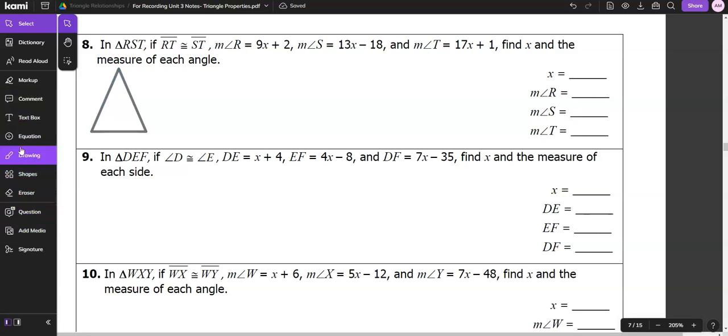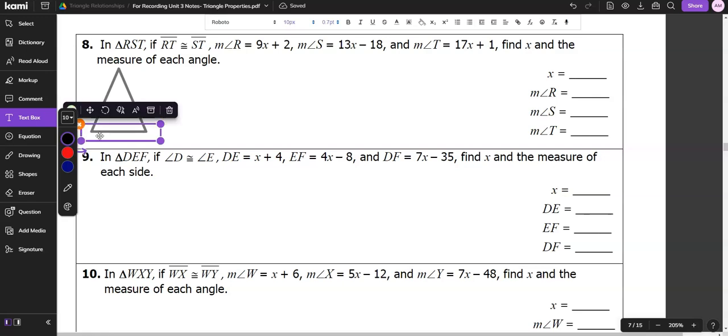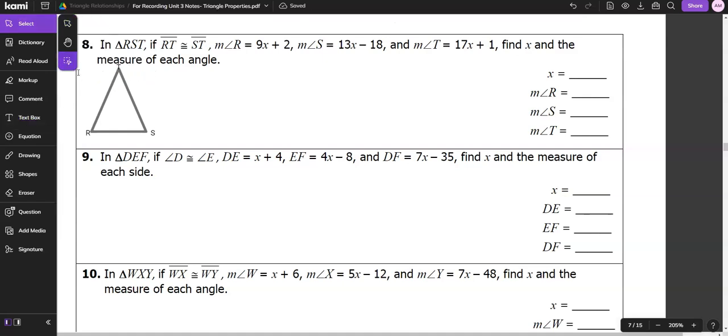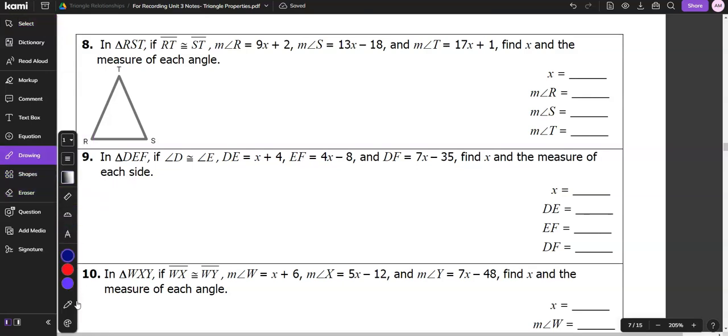So what that means is I'm going to have my text box, and I'm going to say that this is R, and this is S, because RT and ST must share a point. So therefore, T must be the vertex angle. And let me go ahead and relocate all this again. There we go. And so again, the next thing I'm going to do is go ahead and mark the two sides it tells me are congruent, RT and ST. I'm going to go ahead and mark them congruent.